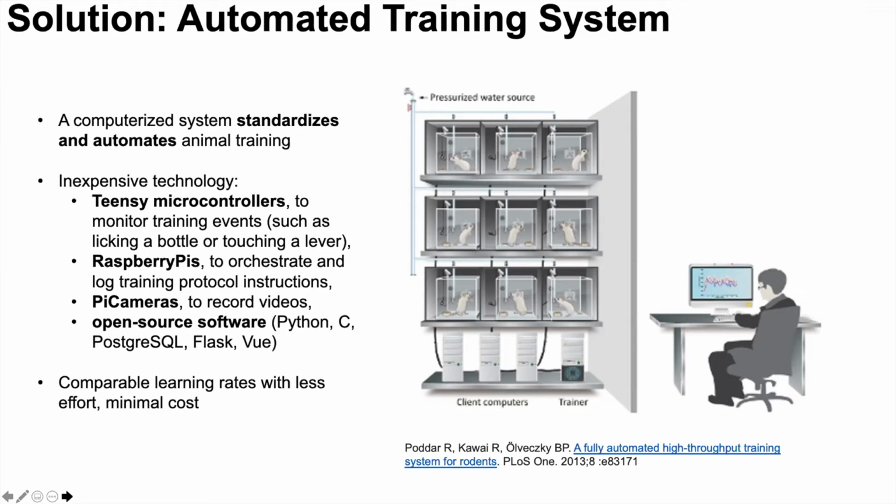And this is all done with open source tools. So for the back end, we use Python and C. We're wrapping that in a Flask server. And then for the web interface, we're using Vue, and we're using a Postgres database. And the results so far have been very comparable with the traditional manual training method, but it's a lot less expensive. It takes a lot less manual training time, and it really lets the researchers focus on the content of their research rather than focus on carrying out these training sessions.